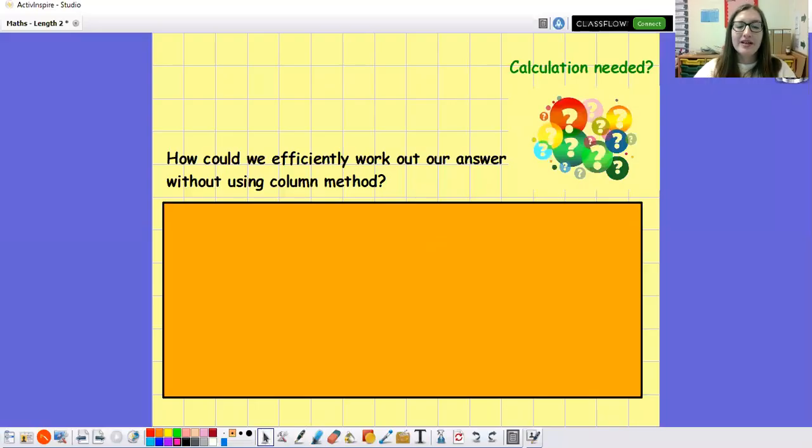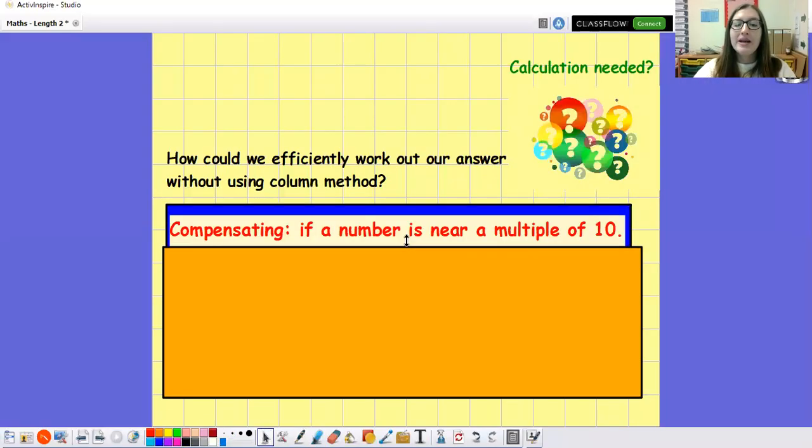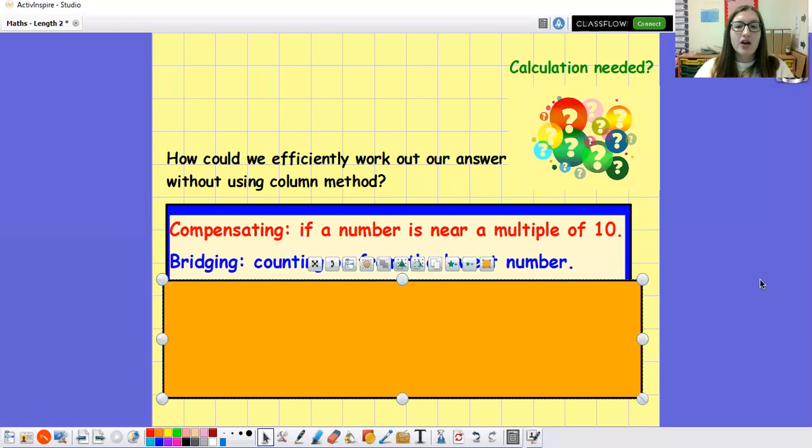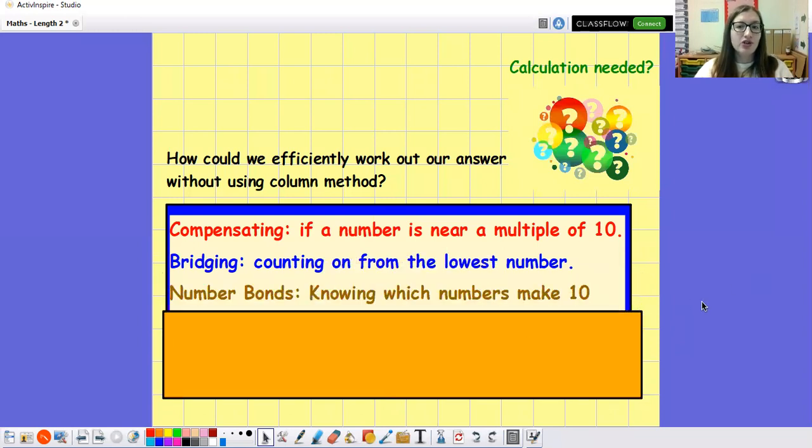Okay, so one of the methods that we could use is compensating. That means if a number is near a multiple of 10, we can round up or round down. For example, if we were adding the number 9, we might choose to round it up to 10 and add 10 and then take away 1 later on to make it easy to add. We might choose to do bridging, where we count on from a number. We might choose to do number bonds, which a lot of us do, where we know which number bonds make 10 and we work it out that way to make it easier.